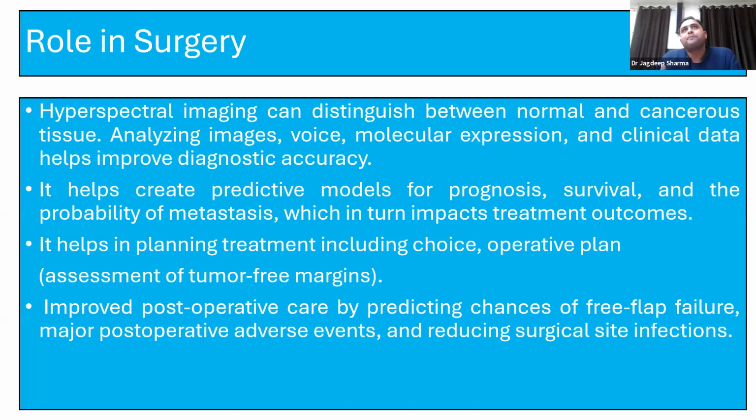AI incorporated into this algorithm helps plan the type of treatment which is required, whether it is radiation or whether the patient should undergo surgery. Intraoperatively, we can plan the tumor margins, whether the tumor peripheral site is free of tumor margins or not, and it has also helped in predicting the chances of free flap failure and reducing surgical site infections.